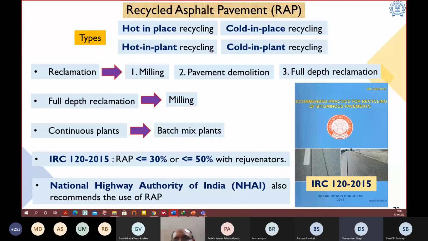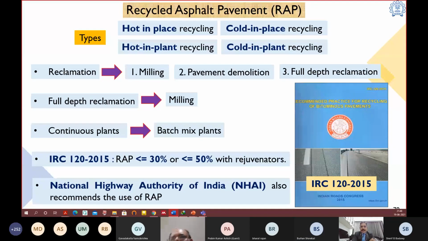For the audience, I would just like to add here, RAP is not a new thing in India. In fact, we have been seeing a lot of interest among contractors in the use of RAP. But the issue is that many of the contractors or agencies assume that using RAP is simply putting 20-30% into the BC or DBM and then going ahead with that. You see, it requires a lot of things.